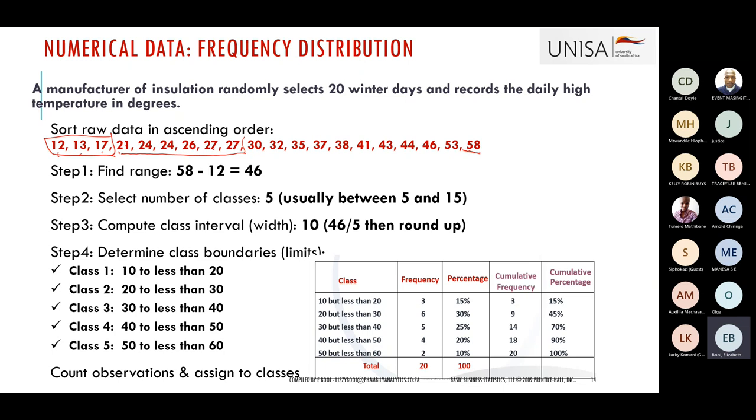1, 2, 3, 4, 5, 6. There are 6. And the next one, less than 40. So I must go to where 40 is. So it's only those ones. 1, 2, 3, 4, 5. There are 5. And then I write the 5 value there. And I complete the whole entire frequency distribution.